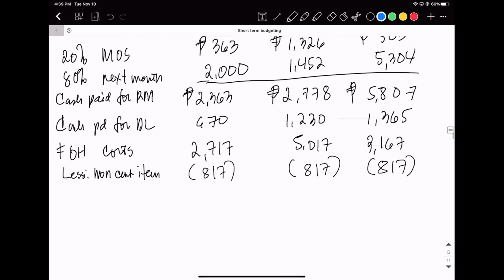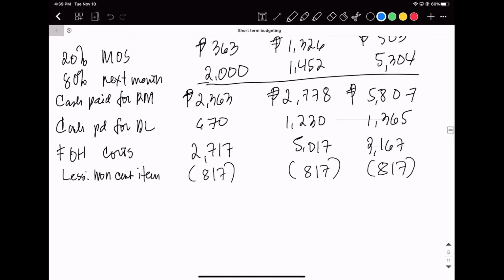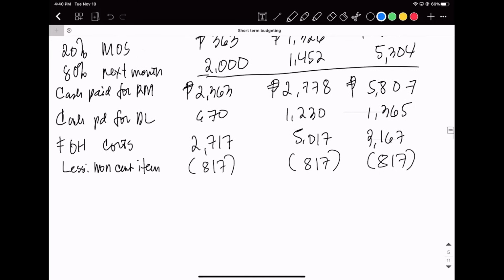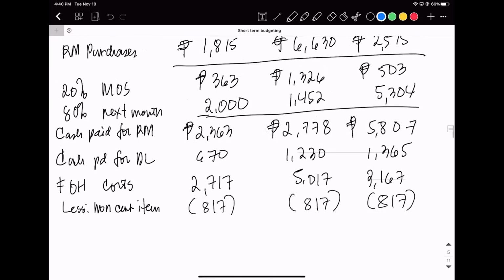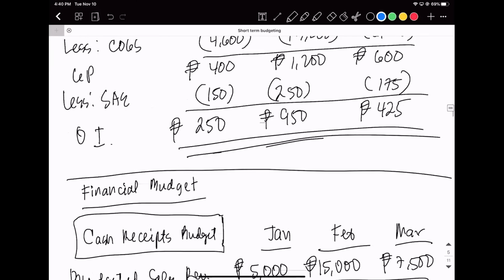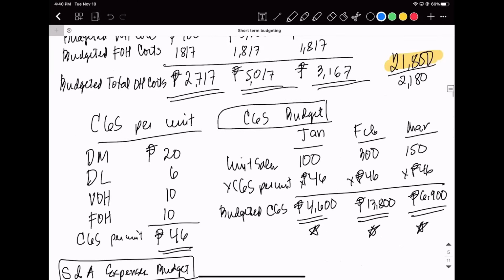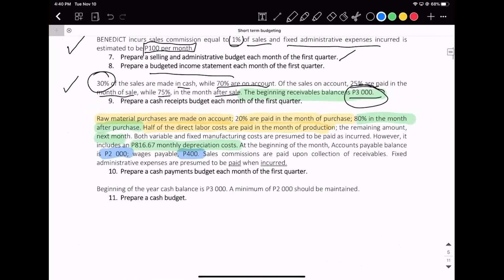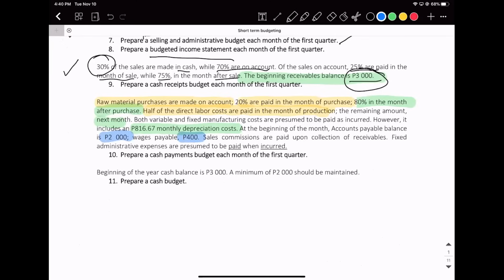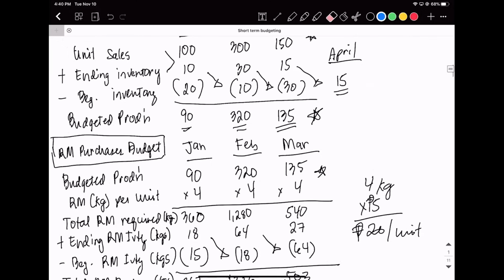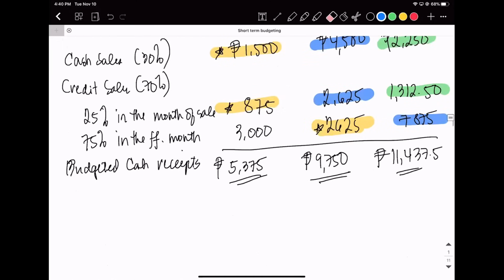So, tapos na tayo sa RM, direct labor, and overhead. Okay, what about selling and admin expense? Okay, so sabi 1%, di ba? Yung sales commission ng variable selling. And then kailan daw babayaran? In the month of collection. So ayan, are paid upon collection of receivables. So nakadepende tayo sa cash receipts. Mas madali, di ba? So 1% ng cash receipts. So itong budgeted cash receipts mo, 1%.